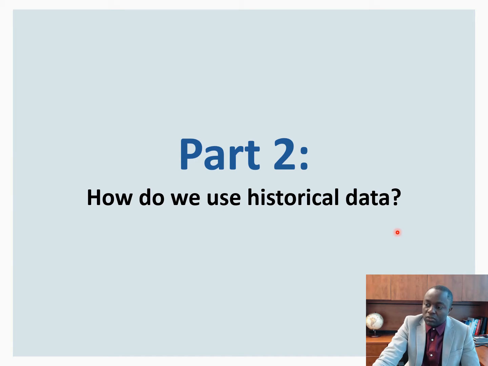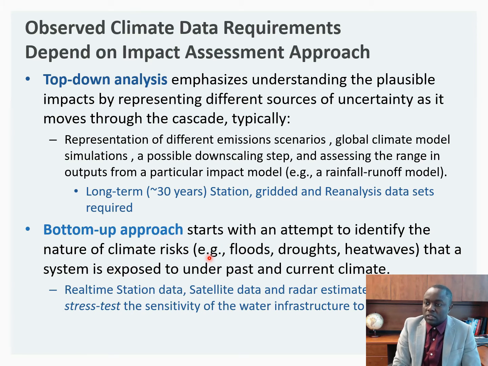Now, how do we use historical climate data to support climate risk assessment? The usage of historical climate data to support climate risk assessment depends heavily on the impact assessment approach we adopt. Typically, assessment approaches are classified into top-down and bottom-up approaches. Top-down approaches emphasize understanding the plausible impacts by representing different sources of uncertainty. And typically, this approach results in what we call a cascade of uncertainty.